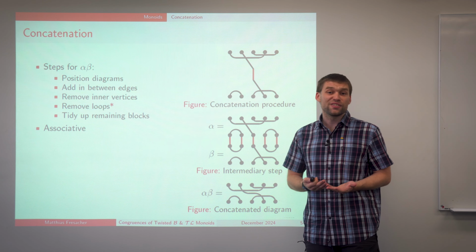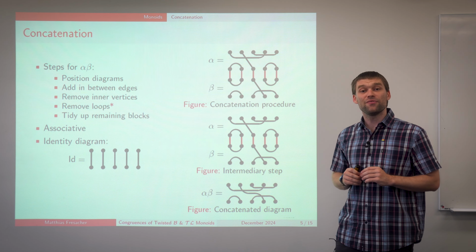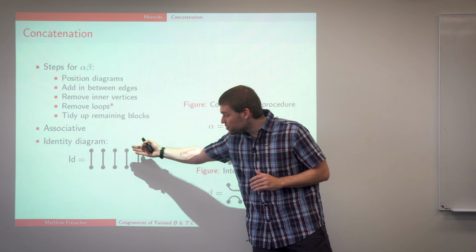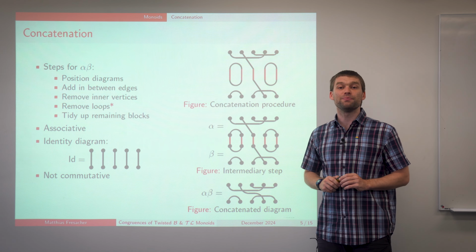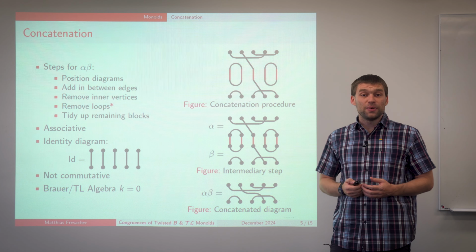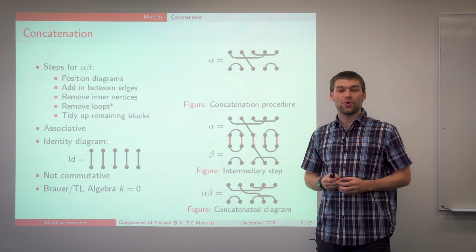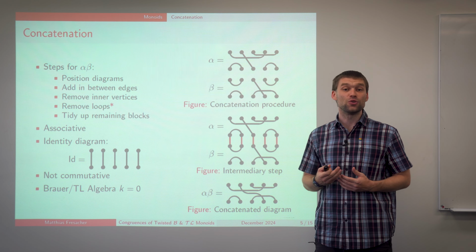Pictorially, you can probably convince yourself that this is in fact an associative operation. It does have an identity diagram, specifically just all vertical edges, but it's not necessarily going to be a commutative operation. For those of you that are familiar with it, this does correspond to a Brauer, respectively Temperley-Lieb algebra with a twisting coefficient equaling 0.